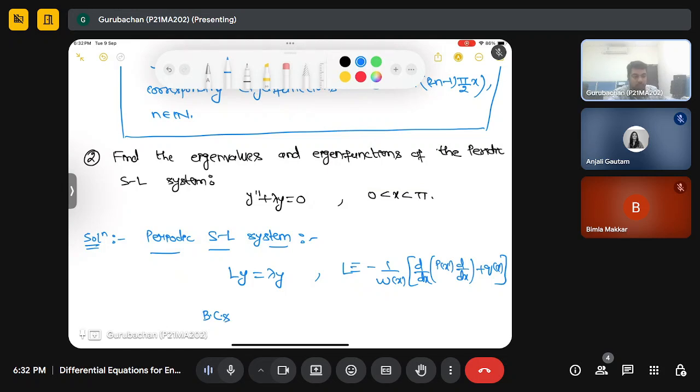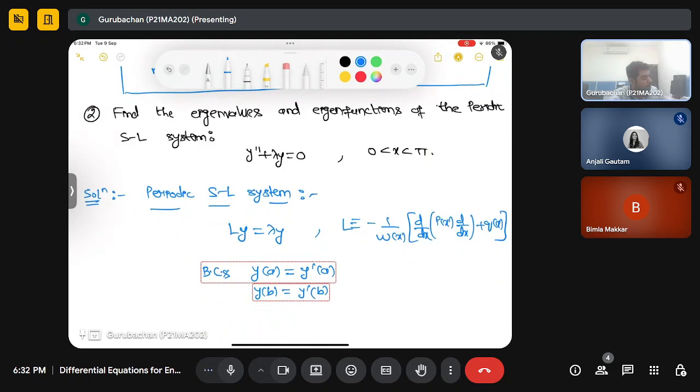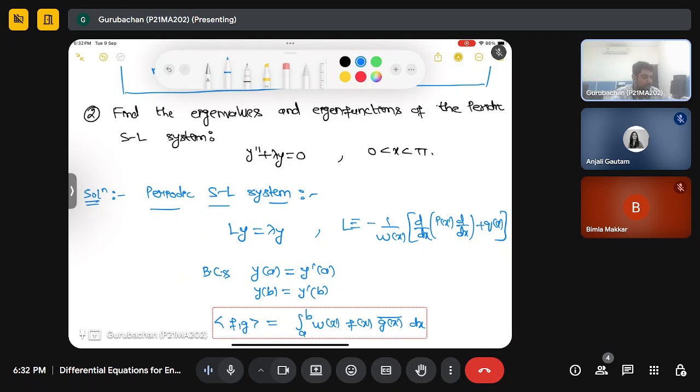Since we want to make this L Hermitian, the boundary conditions will be y(a) equal to y'(a) and y(b) equal to y'(b). So this is your periodic SL system with the inner product (f, g), which is defined as the integral from a to b of W(x) f(x) g(x) conjugate dx. So this is your general given periodic SL system.